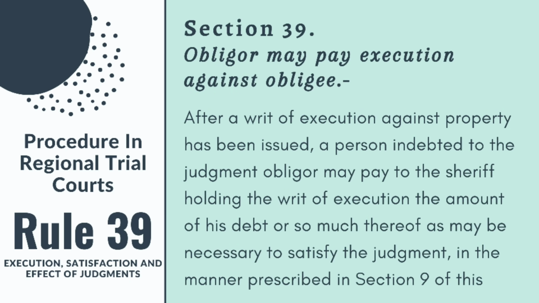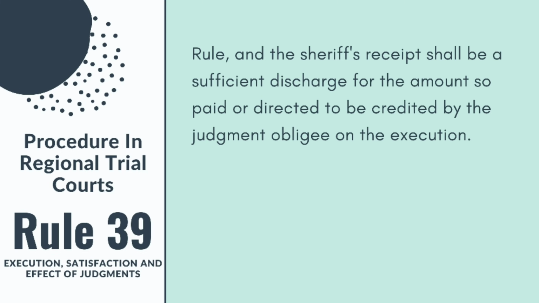Section 39. Obligor may pay execution against obligee. After a writ of execution against property has been issued, a person indebted to the judgment obligor, may pay to the sheriff holding the writ of execution, the amount of his debt or so much thereof as may be necessary to satisfy the judgment, in the manner prescribed in Section 9 of this rule, and the sheriff's receipt shall be a sufficient discharge for the amount so paid, or directed to be credited by the judgment obligee on the execution.